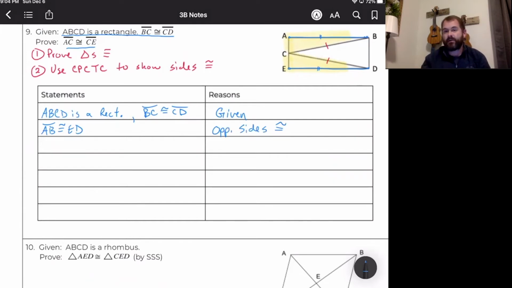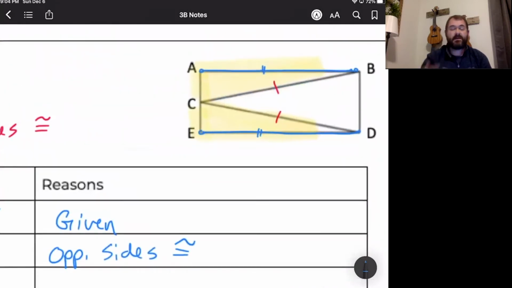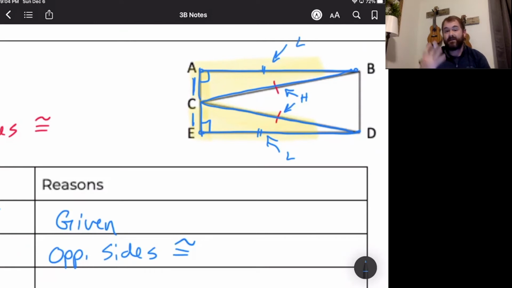Now, another thing I want to look at: if I were to try and use side, side, side, I would need these sides to be congruent. However, I can't use that. That's what I'm trying to get to at the end of my proof. So what I'm actually going to do is remember that this is a rectangle, which has 4 right angles, which makes these two triangles I'm using right triangles. And remember, in right triangles, we can use HL. I've already shown hypotenuses are congruent. There's the H. And then these here are the legs congruent. So I've shown enough to say that, but I have to state these are right triangles first. And the reason they're right triangles is because rectangles have 4 right angles.